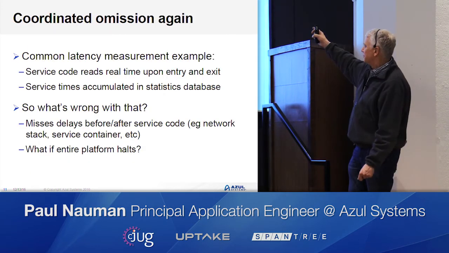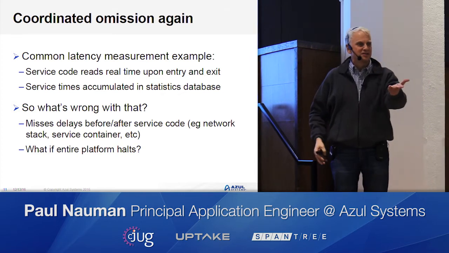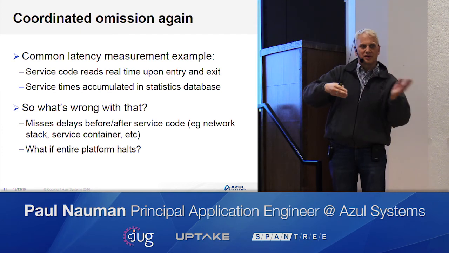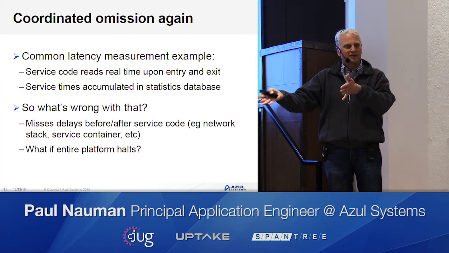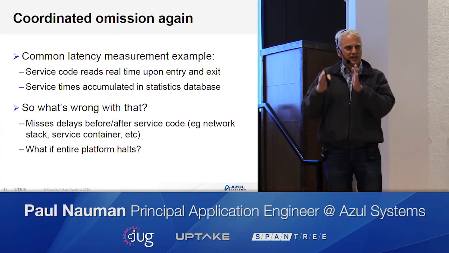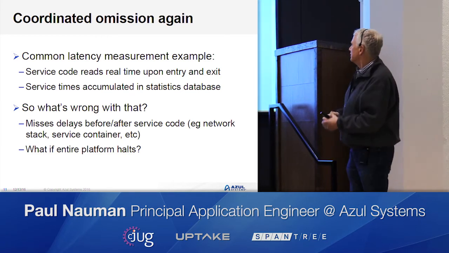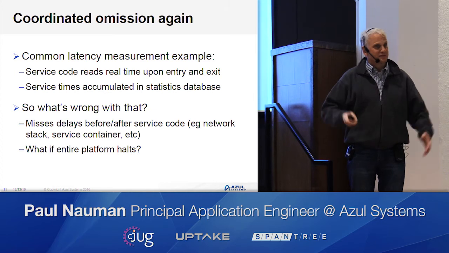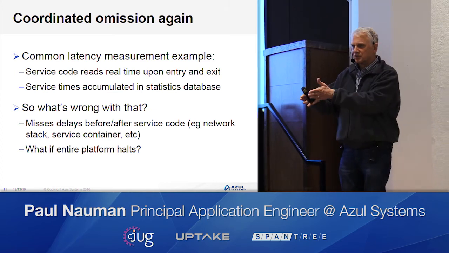So here's a summary of what we're doing. The problem is that we miss things that are happening outside of our measured interval, things that occur before or after we actually get into that service code. So container delays, network stack, garbage collection in Java, which can pause things.